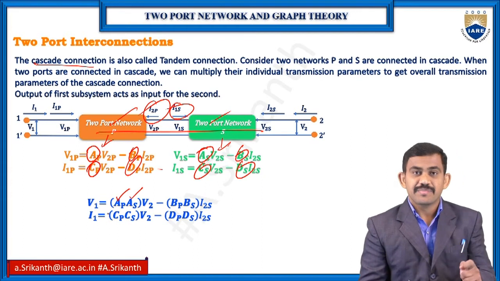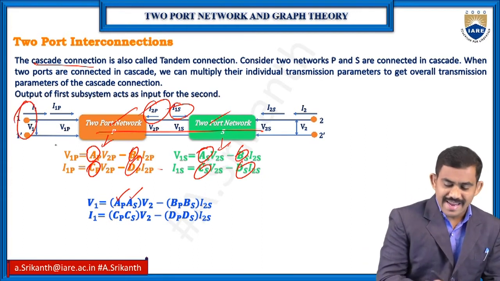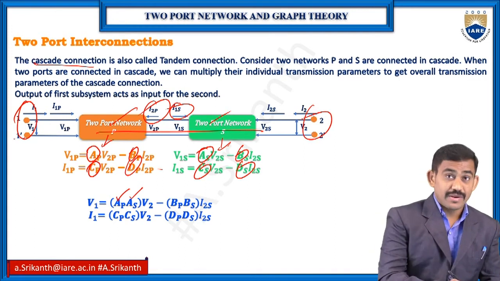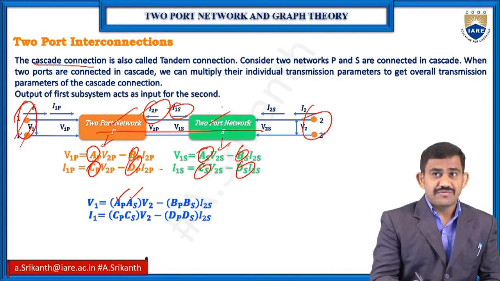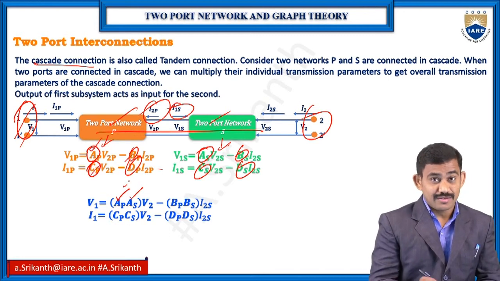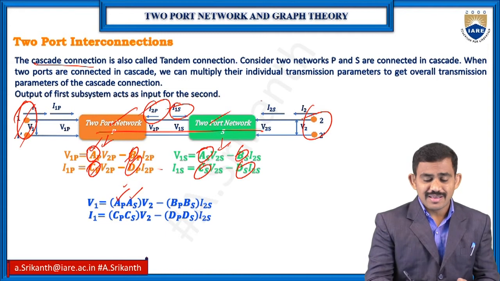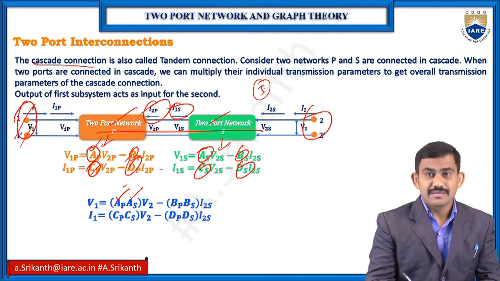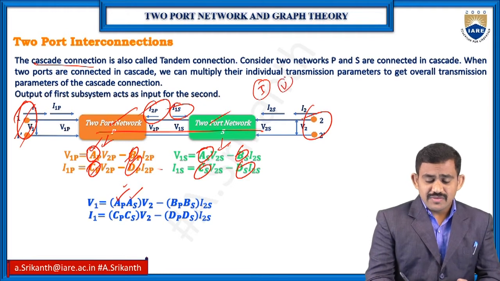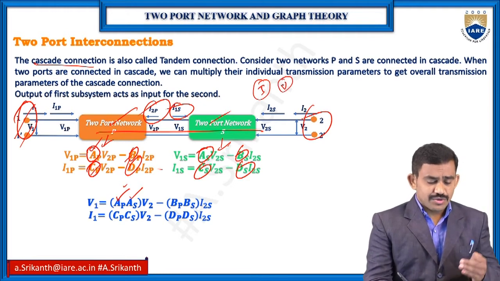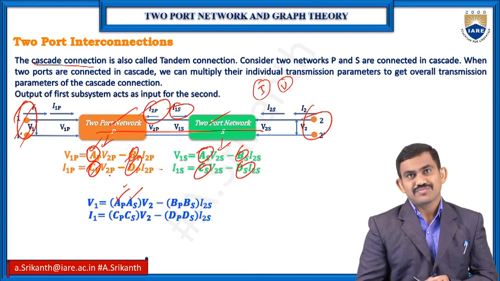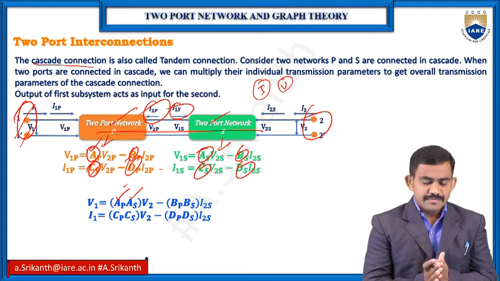When you have the transmission parameters, we have the primary and secondary. So we have primary voltage and primary current in form of secondaries. But here we need to multiply those values. For series we need to add the current, and for parallel we need to add voltage values. Coming to cascade, we need to multiply those voltage and current values. Okay, this is about internal relationship.